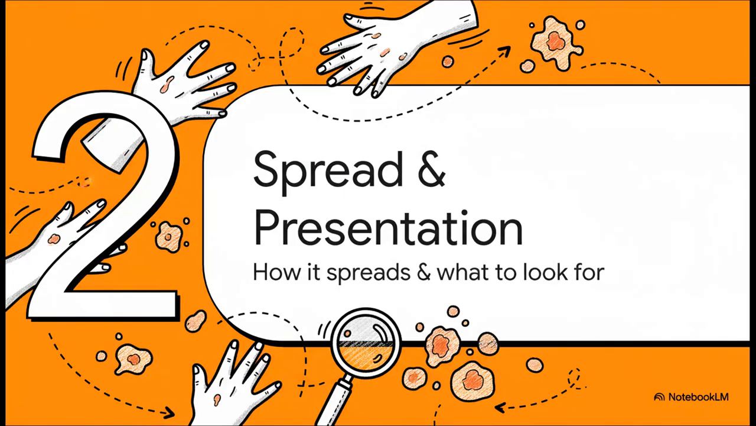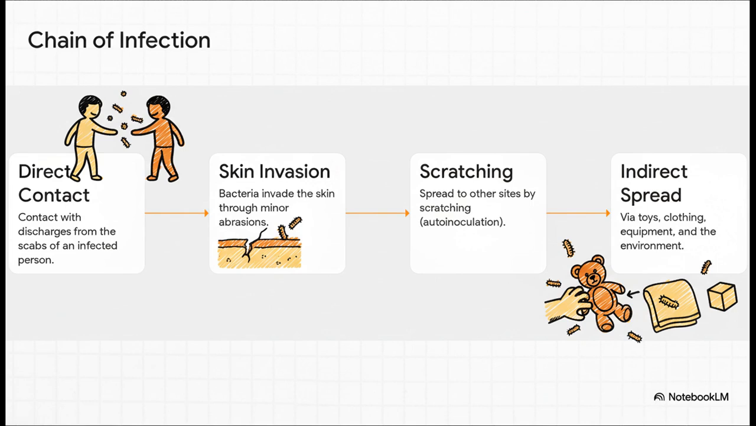Okay, moving on to Section 2. Now that we know what it is, let's talk about how it gets around and what you should be looking for in the clinic. Understanding this chain of infection is just so key for patient education. It all starts with direct contact. Then the bacteria find a way in, usually through a tiny little break in the skin you might not even see. And number 3 here is a perfect illustration of auto-inoculation. A child scratches one spot, then touches their face, and boom, they've spread it themselves.